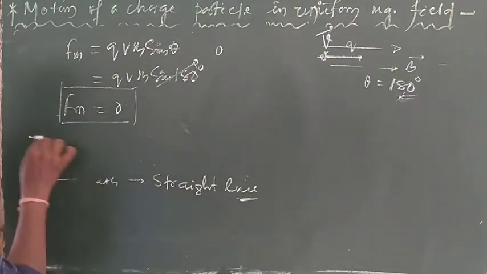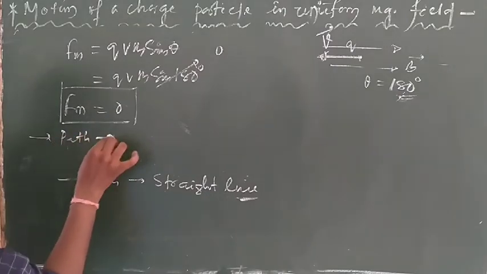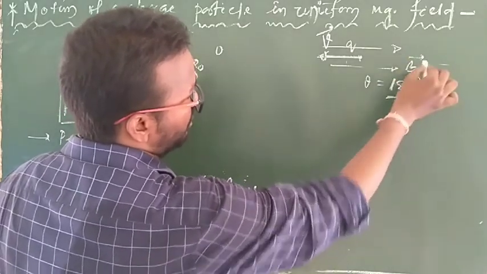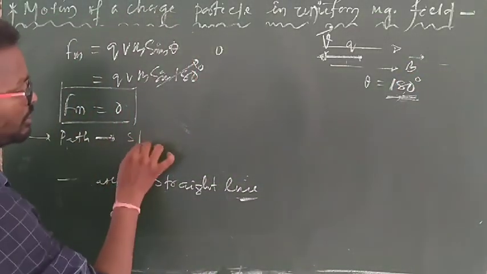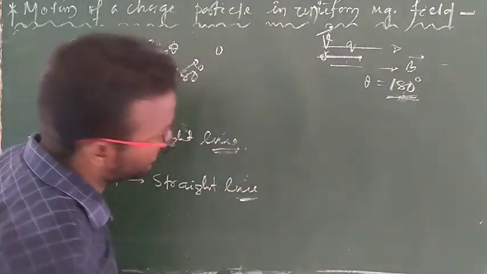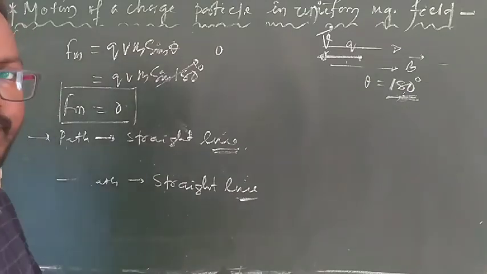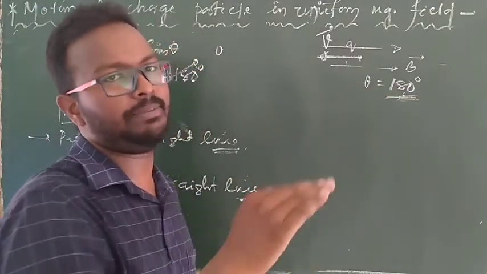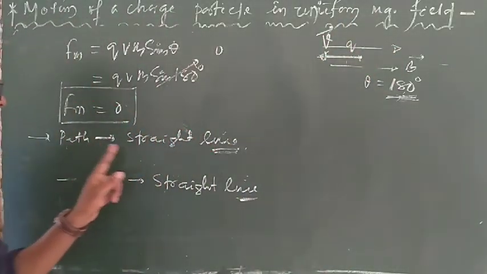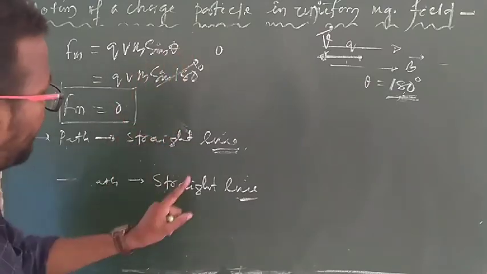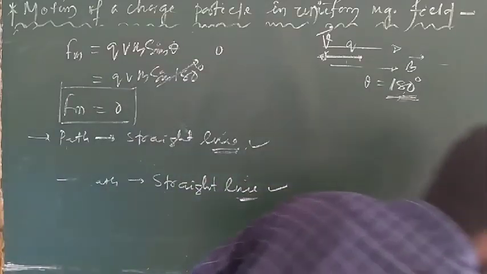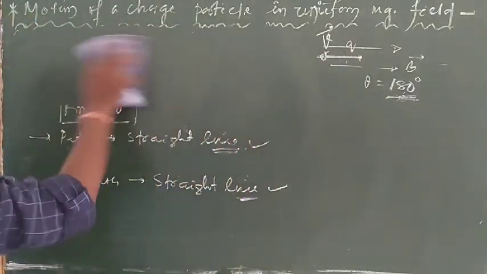So in this case, the path of this moving charged particle, which is anti-parallel or opposite to the direction of the magnetic field, is also a straight line because it does not experience any force. So if a charged particle moves along the direction of the magnetic field or opposite to it, then the path of the charged particle is a straight line. Clear? So now we will discuss an important case.